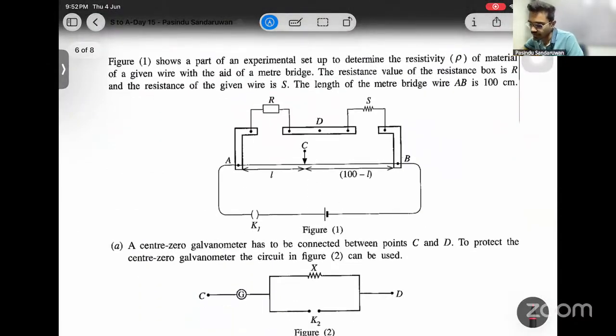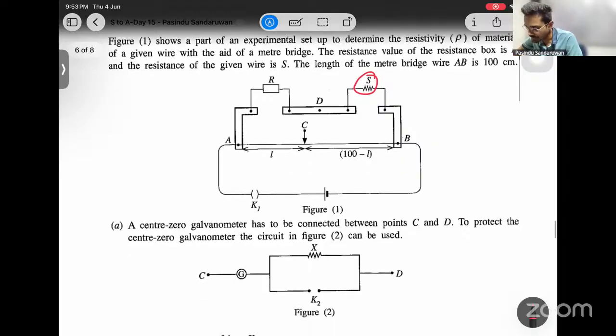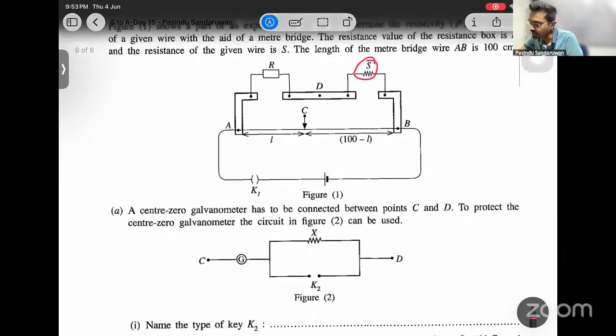Next one. Figure 1 shows a part of an experimental setup to determine the resistivity rho of the material of a given wire with the aid of a meter bridge. The resistance value of the resistor box is R, and the resistance of the given wire is S. The length of the meter bridge wire AB is 100 centimeters. A center zero galvanometer has to be connected between points C and D.